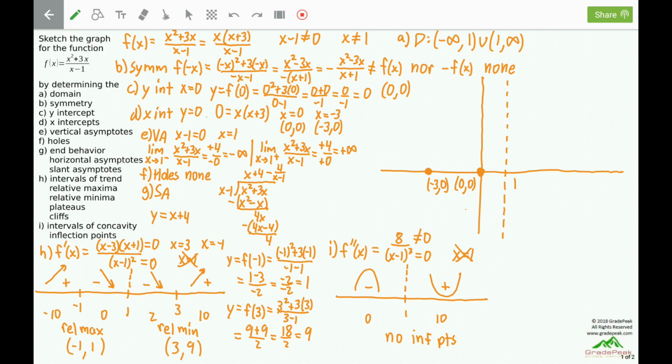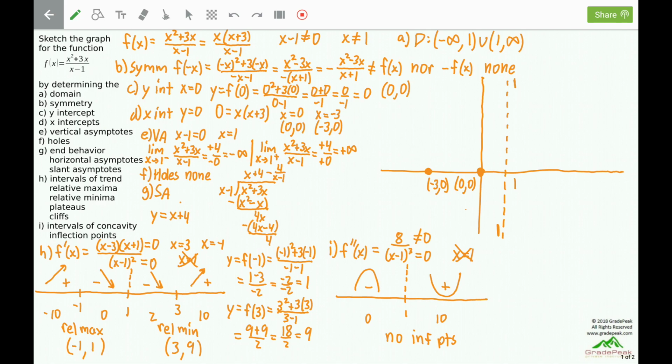We have a vertical asymptote at x equals positive 1 that we've indicated already. On the left side, the graph should be approaching -infinity, and that means that it will be headed down here. So we'll indicate that that is the case. And on the right side, it is approaching positive infinity. So the graph should be up here. We'll indicate that that is the case. We have no holes in the graph.